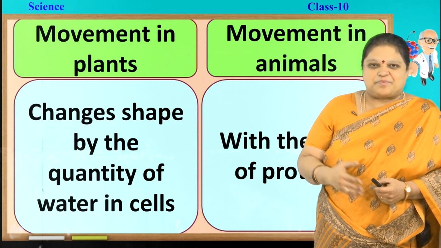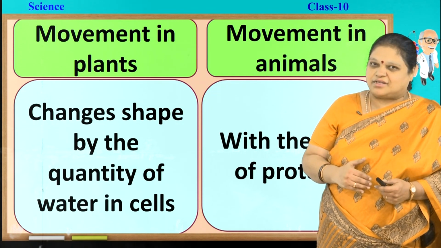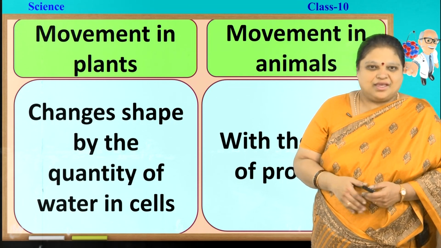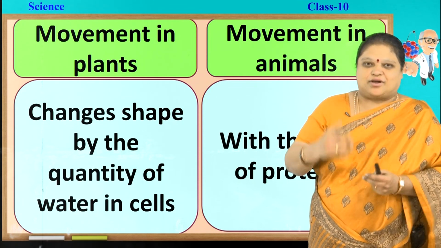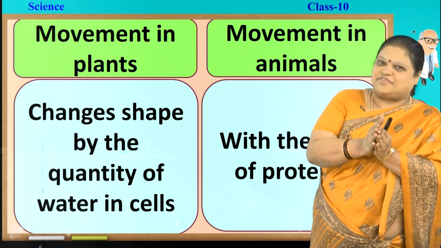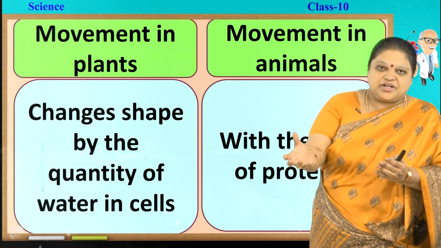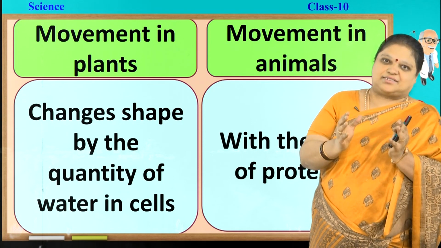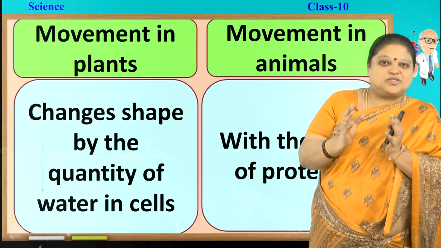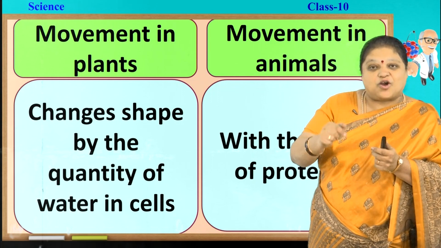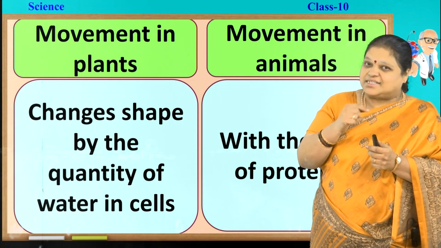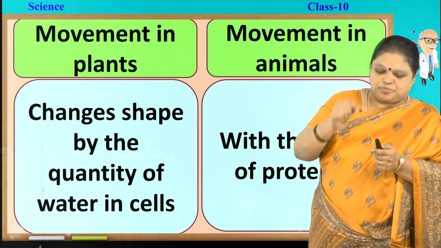It changes its shape either by absorbing water or throwing away water. If it throws away water, it will become flat or flaccid. Hasn't its shape changed? Yes, it has changed. If it absorbs water, it bulges. So, the shape changes according to the requirement, whereas in animals it is because of some proteins.